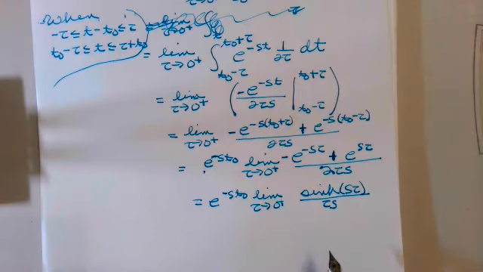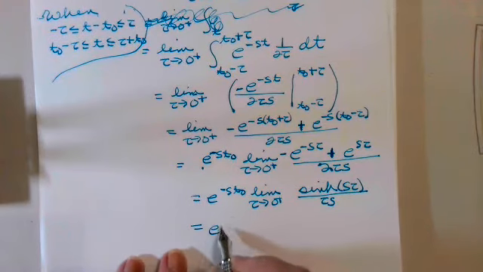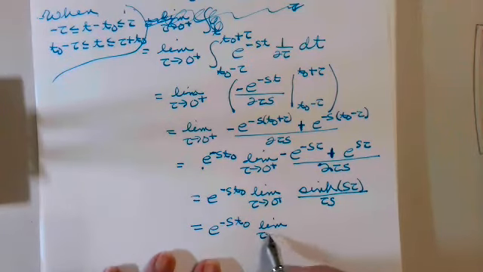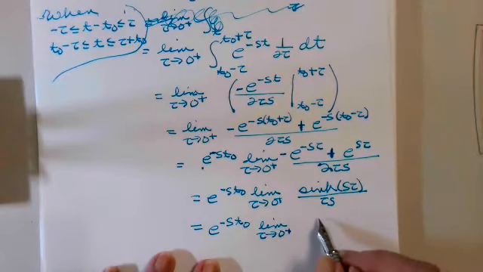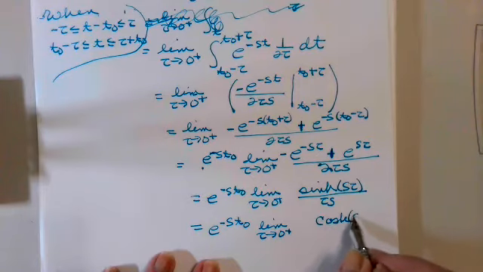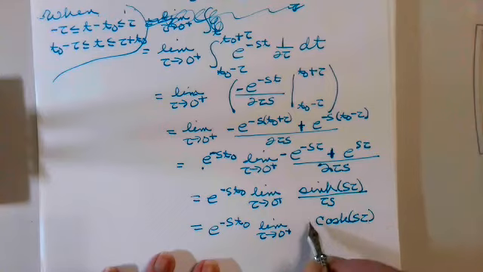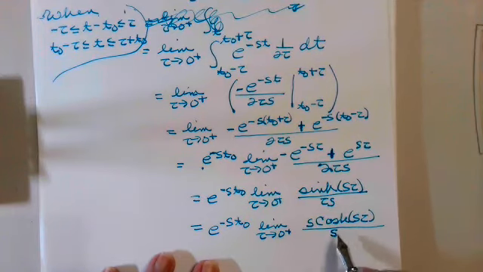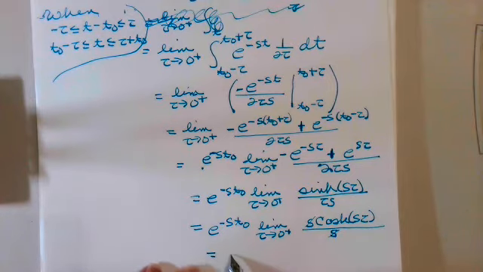But as tau goes to 0, we can use L'Hopital's rule because you get 0 over 0. So by L'Hopital's rule, this is e to the minus s t naught times the limit as tau goes to 0 from above. The derivative of sinh is cosh. So we get cosh s tau, and I'm taking a derivative with respect to tau, so I get a factor of s. When I differentiate the denominator with respect to tau, I just get s. So the s's cancel. And as tau goes to 0, cosh at 0 is 1. So this becomes e to the minus st naught.